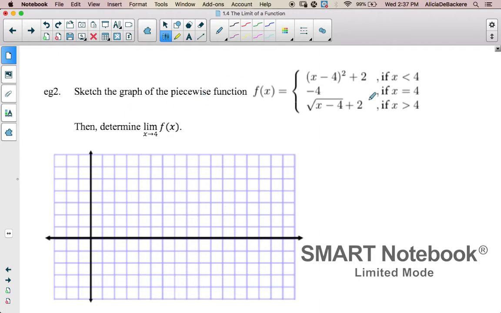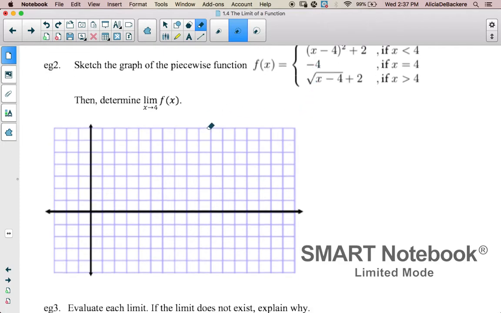So when I look at this function, it says that I'm going to use this parabola as long as x is less than 4. And then I'm just going to skip over this middle part. If x is bigger than 4, I'm going to use this radical function, this root function. And then at the point where x is equal to 4, I'm just going to say that the value is negative 4. So we're going to sketch a graph of this so that we kind of know what it looks like, and then we're going to actually figure out, well, what is the limiting value as I approach x is 4?